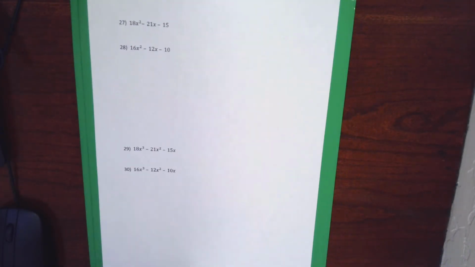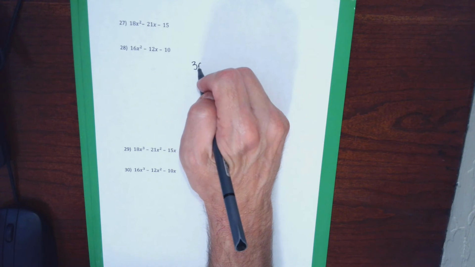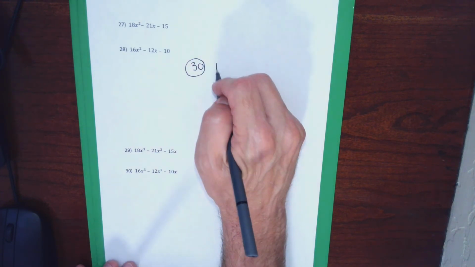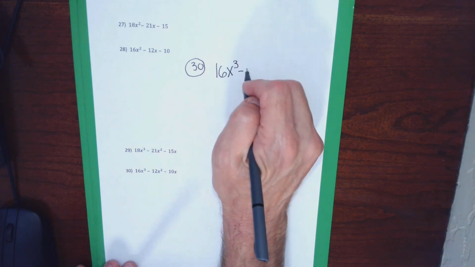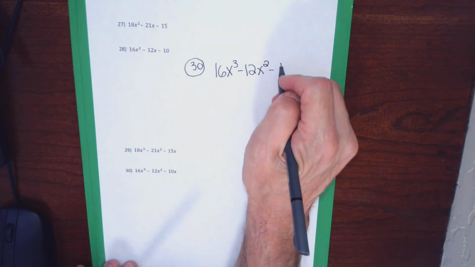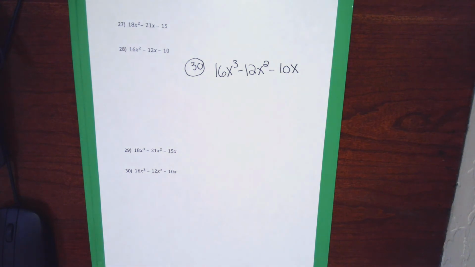On this next sheet, 30 looks a little bit harder than 28. They're going to factor remarkably similarly. I'm going to factor 30 just to keep the video in the 25-minute range. So I'm going to work on factoring the 16x cubed minus 12x squared minus 10x. And the first term is positive, so I don't need to factor out a negative.